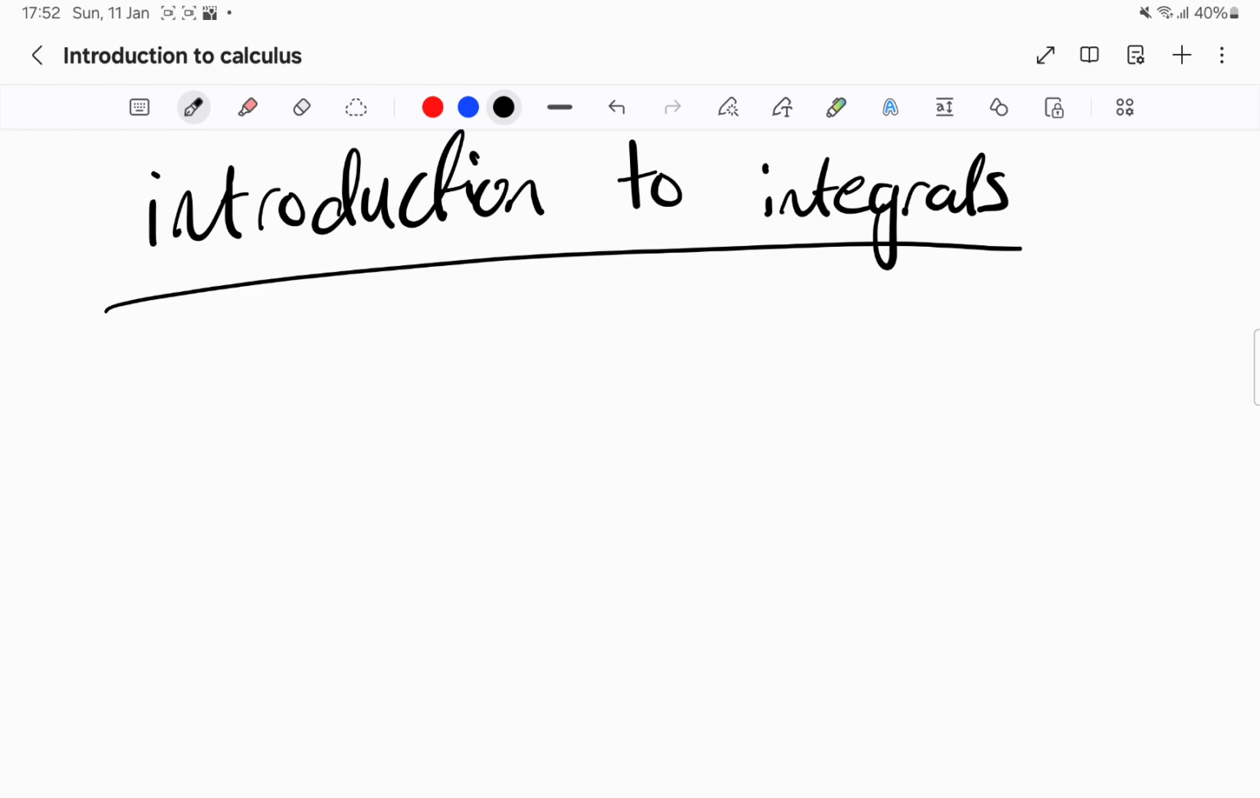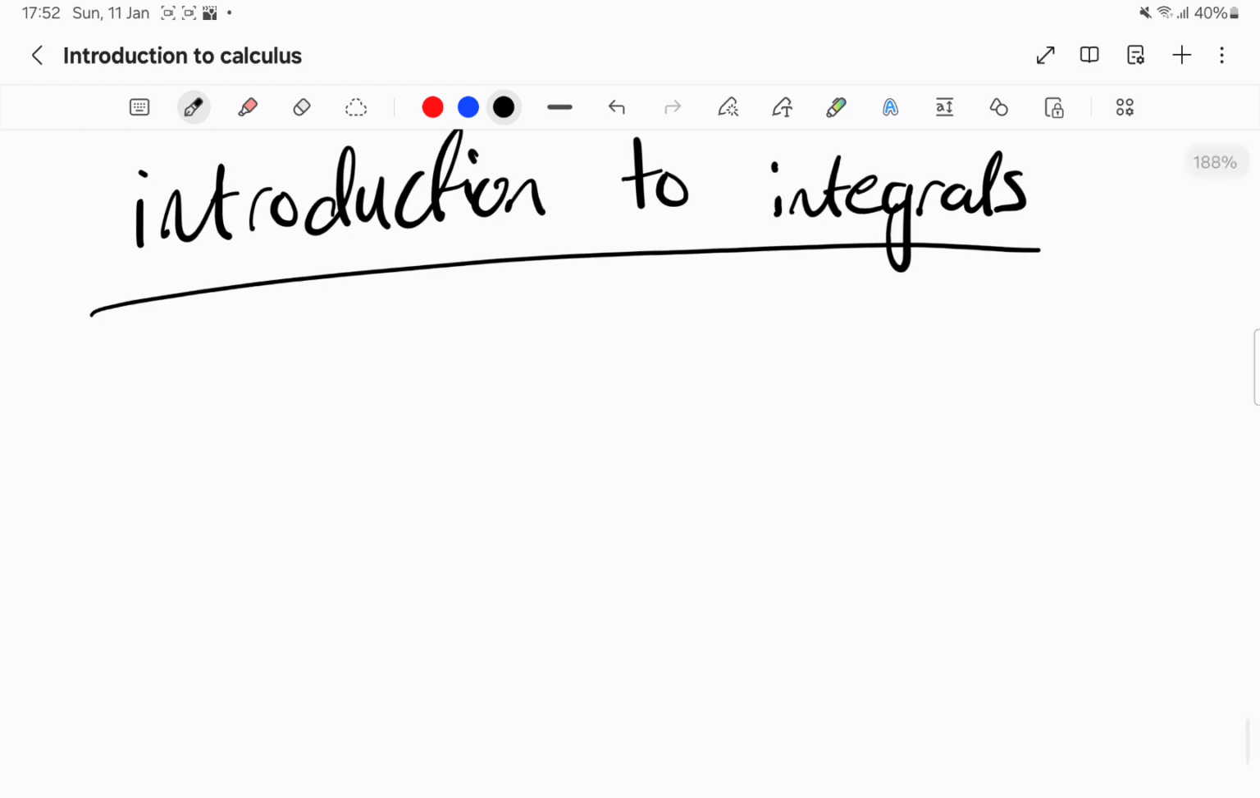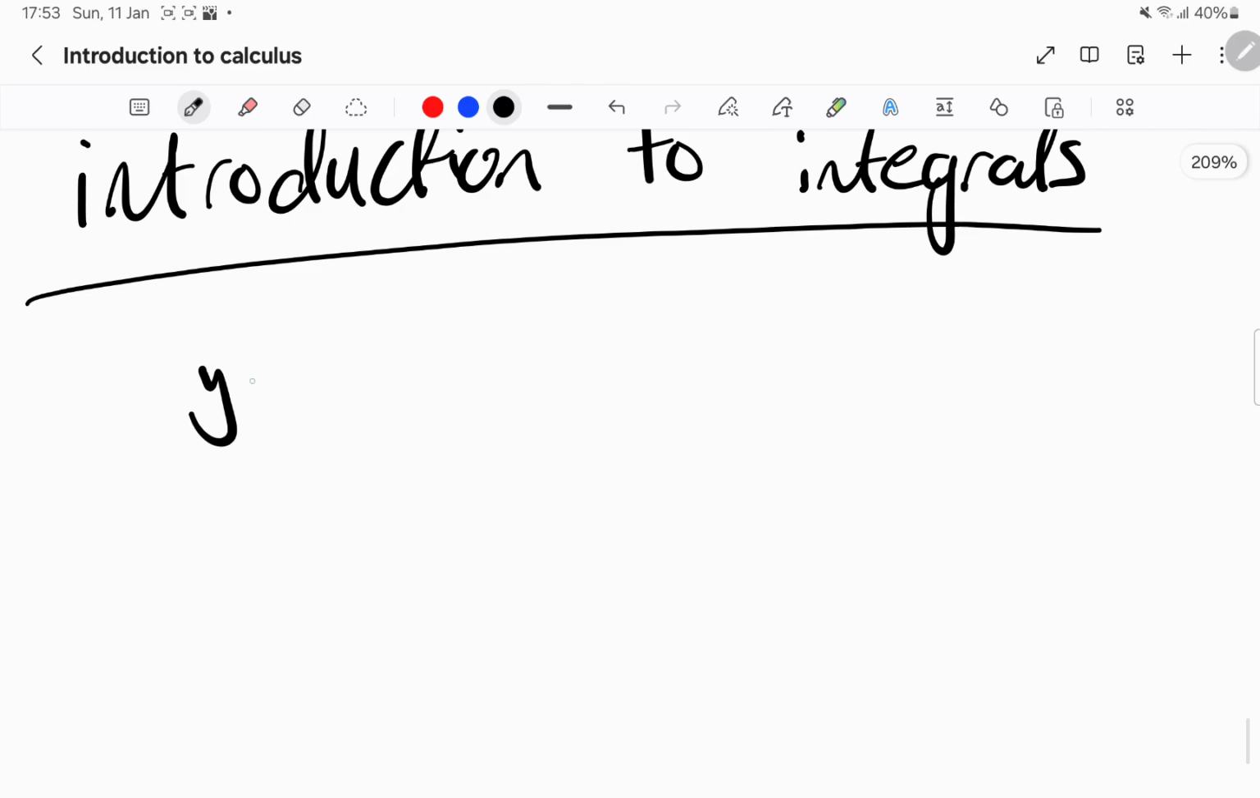So what is integration exactly? It's the total opposite of differentiation. Let's go over a quick little example to solidify that. Say for example we have y is equal to 4x cubed plus 3x plus 7.